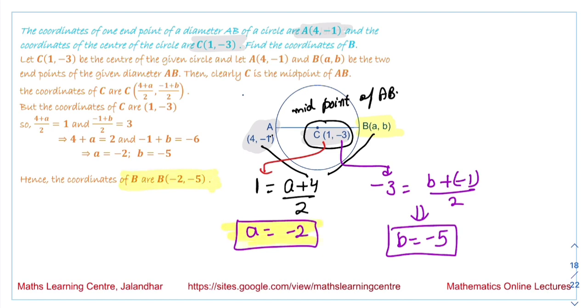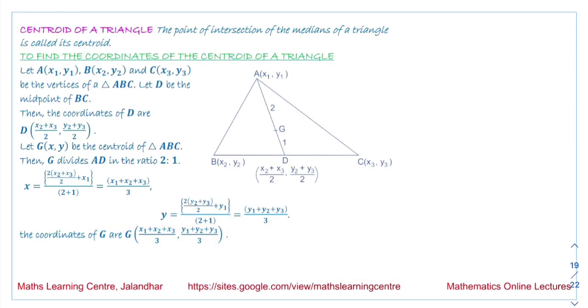That is, a is equal to minus 2 and b is equal to minus 5, and these are the coordinates of the point B. Now next we have the centroid of a triangle. The point of intersection of the medians of a triangle is called a centroid. For more details on these definitions, you can see our related videos, where we have defined the centroid of the triangle and its properties.